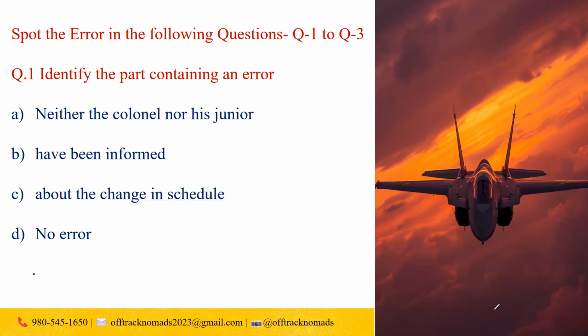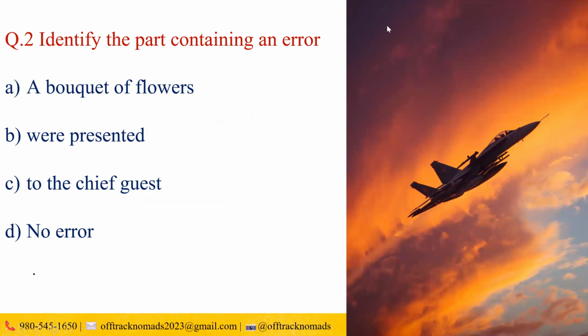Next one. Second sentence. A bucket of flowers were presented to the chief guest. Again, we have to read it very calmly. Fine. Here, as I said, always remember in error spotting, the auxiliary verb should be in accordance with the subject, and the verb also in accordance with the subject. Which is the subject here? Flowers? No, flowers is not the subject. Bucket is the subject.